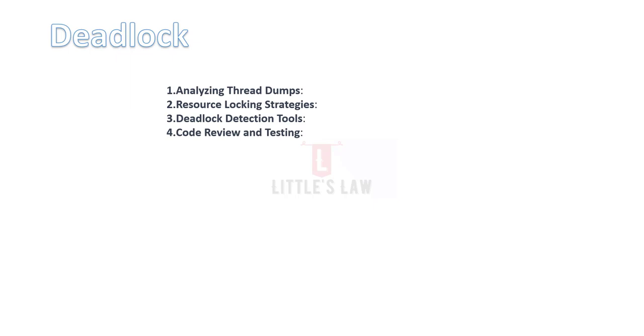And the final one is code review and testing. We have to carefully review code for potential deadlock scenarios during development and conduct thorough testing, including stress and concurrency testing, to identify and address deadlock issues before they reach production.